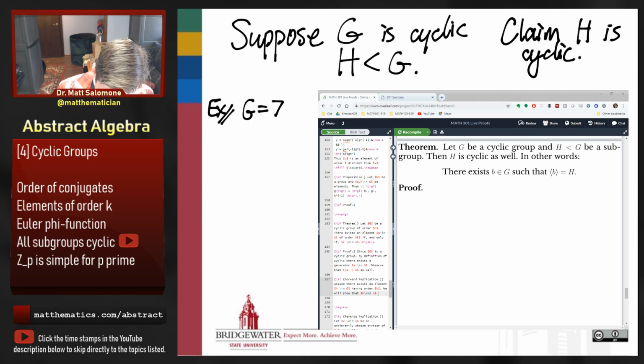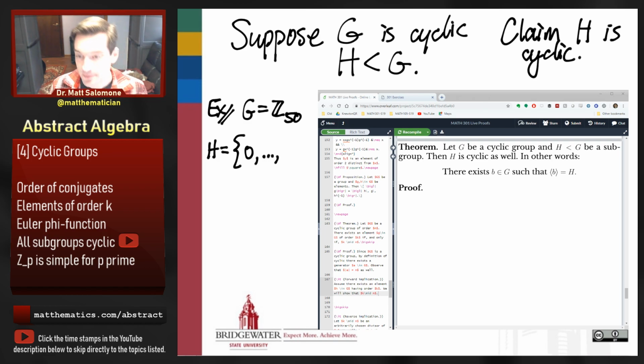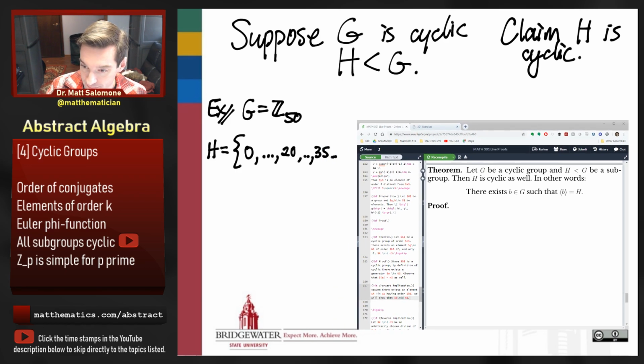If I take, again, G is Z500, or maybe let's make it a little smaller. Let's just make it Z50 for the moment. And let's suppose that I have a subgroup of Z50. My subgroup has got to have the identity element in it. And it's going to have a bunch of other stuff. But let's suppose that I happen to know that inside of this subgroup, one of my elements is 20. And another one of the elements that I have in there is 35. Right. So suppose I know what a couple of the elements in my subgroup are.